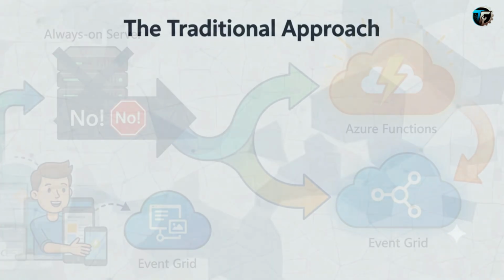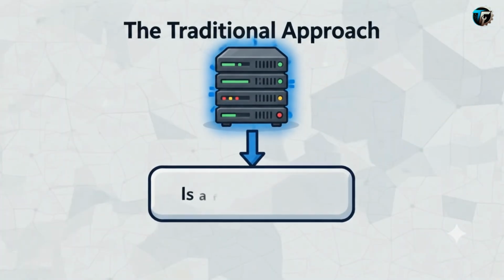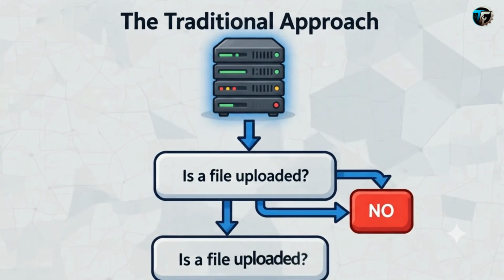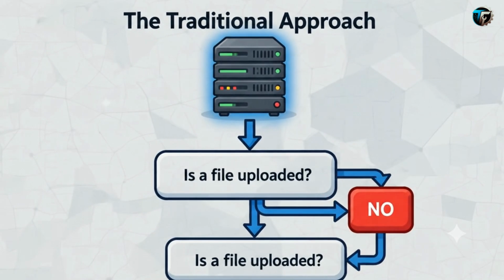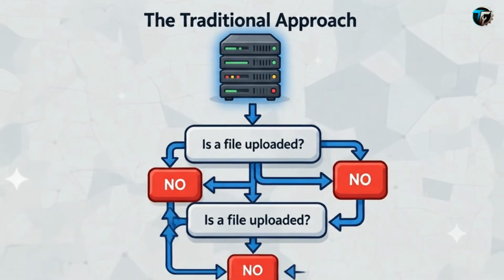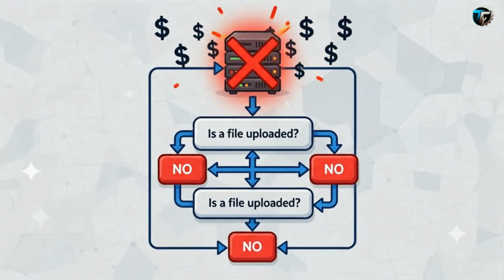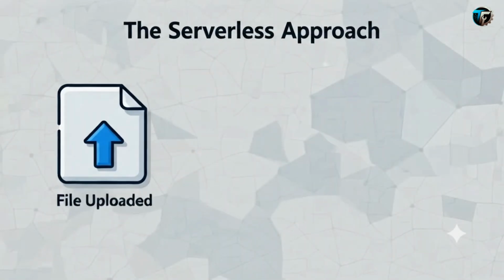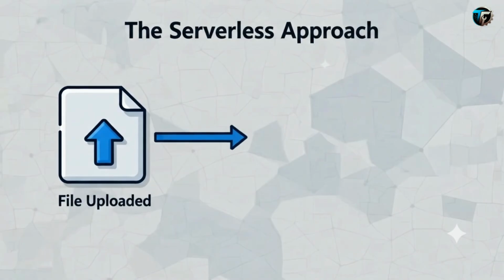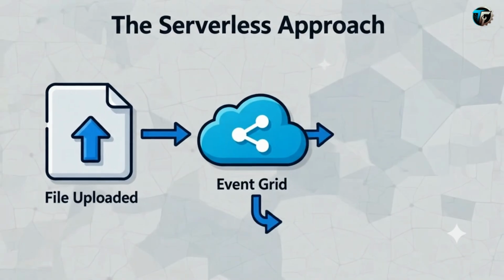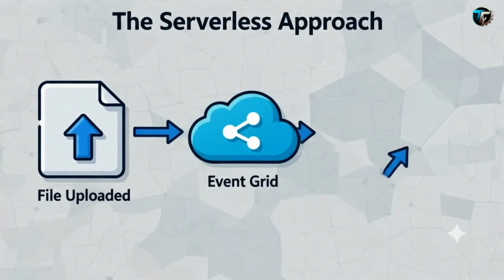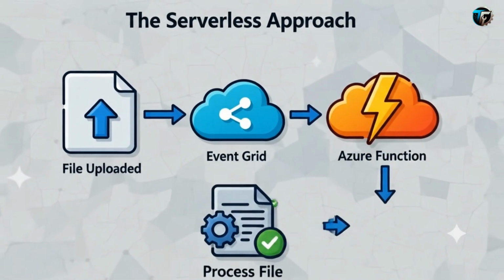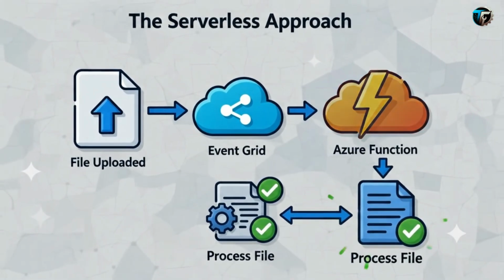One traditional approach is to keep a server running continuously. The server waits. It checks for new files. Most of the time, nothing happens. We are paying for compute even when there is no work. Now imagine the server doesn't have to wait. The moment something happens, Azure wakes up the function. The function performs its work. And when the work is finished, the compute can scale down. This is the basic idea behind serverless computing.